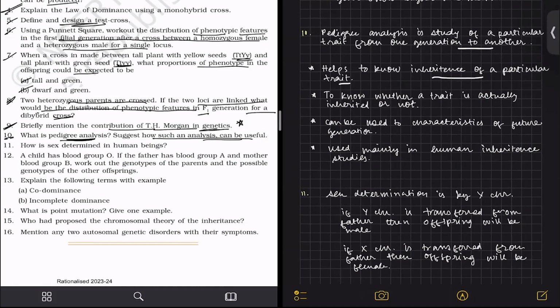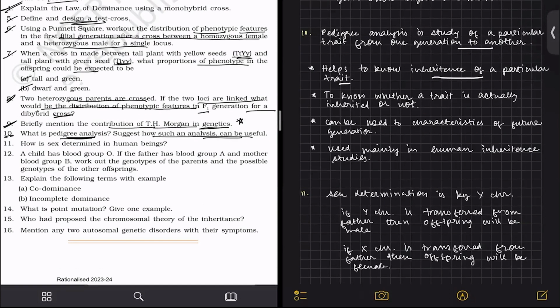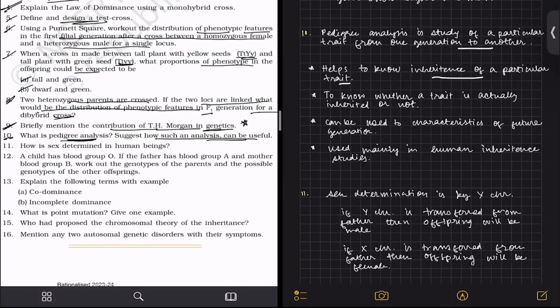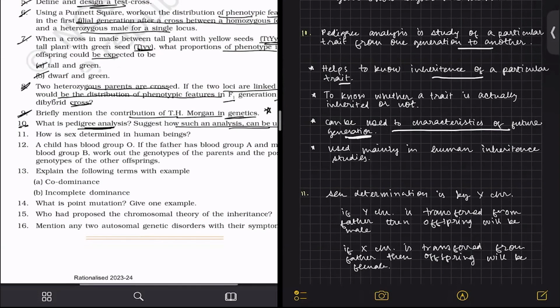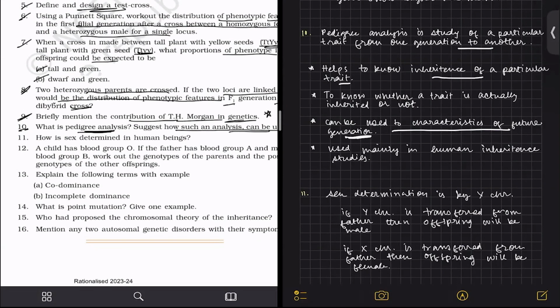We cannot just say to humans to cross among themselves, and we cannot just take their child as part of our study. So in case of humans, we take family history, and it can be used to know the characteristics of future generations too. We can trace the inheritance of a mutated gene or of an affected character. This is the significance of pedigree analysis.